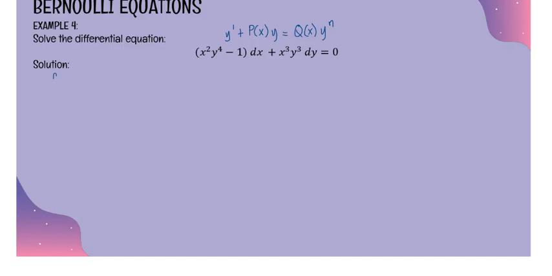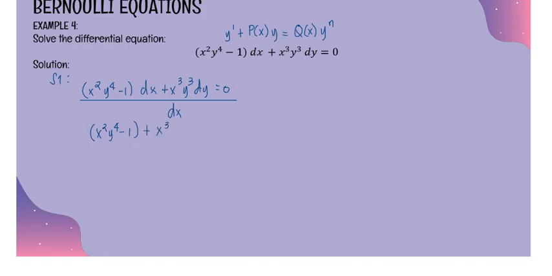So for that case, we do step 1, which is copy the given, and then we divide everything by dx. Basically, the goal is to have the y prime. As you can see, if we do that, you would have dy over dx. So it would be now x squared y raised to 4 minus 1, because this would be cancelled out if I divide each of the terms. And then it will be now plus x raised to 3 y cubed dy over dx, or basically dy over dx is just y prime, is equal to 0.